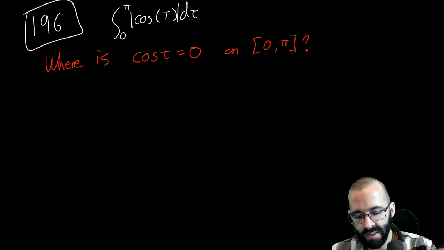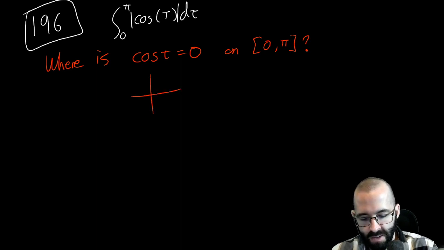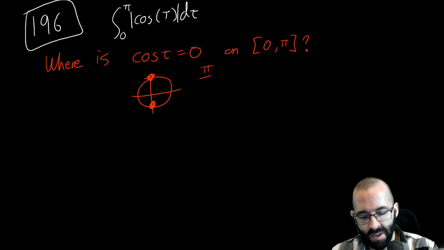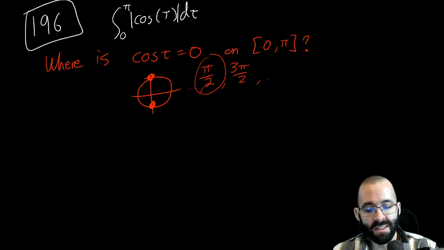So we're going to look for this, and we can solve this by using a unit circle. Cosine is the x-coordinate on a unit circle. So it's at these angles. What are these angles? These angles are pi over 2, negative pi over 2, 3 pi over 2, etc. It goes in both directions. But only pi over 2 is in that interval. This is the only place it changes from positive to negative.